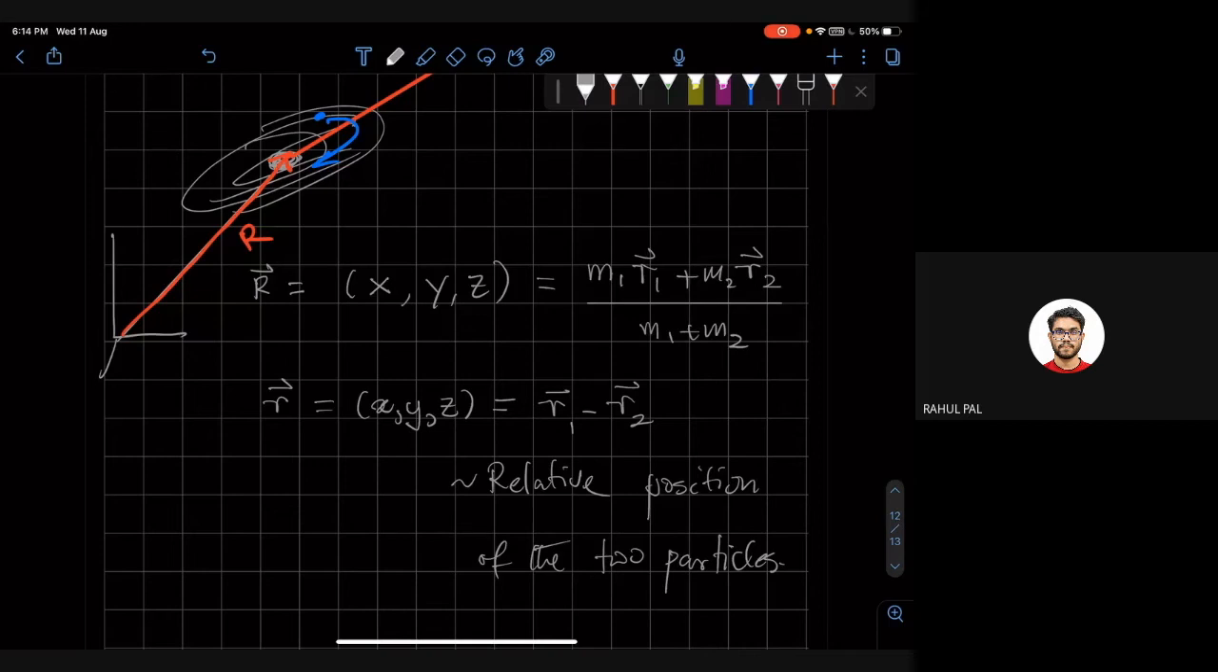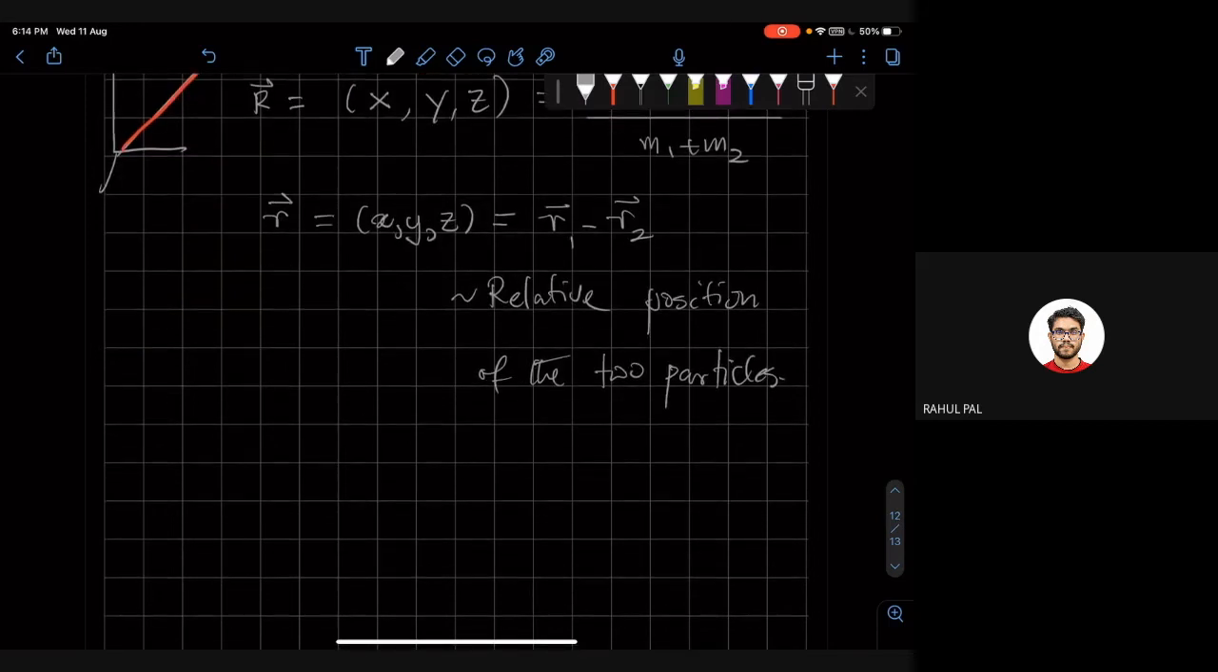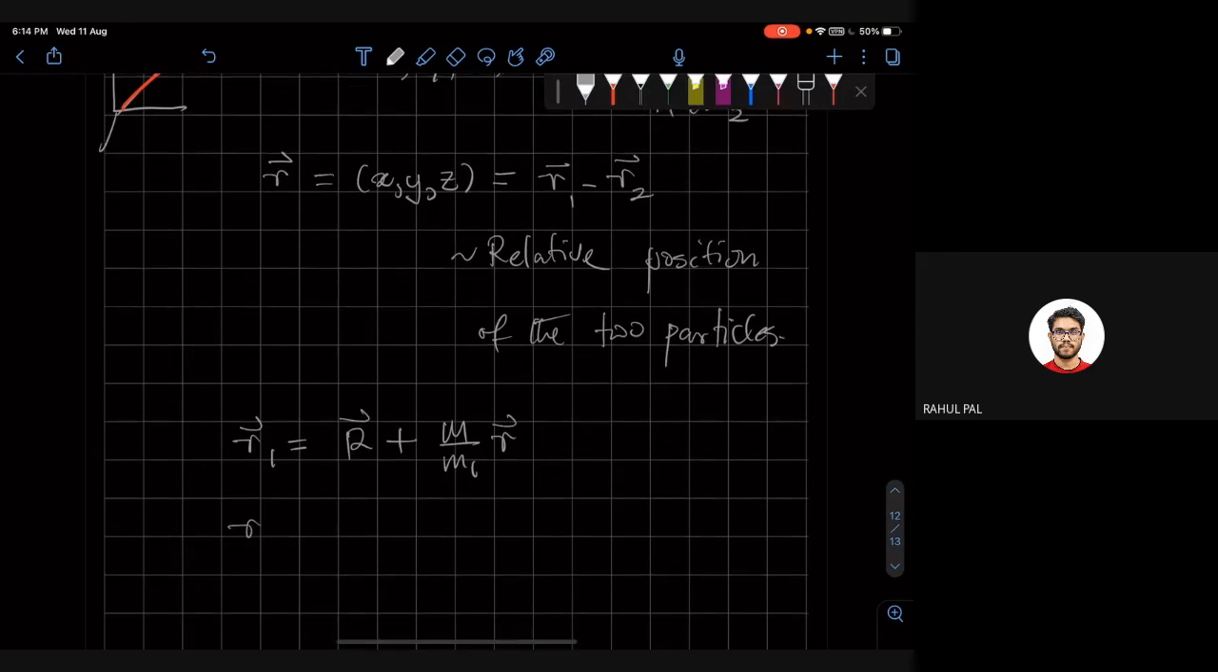Conceptually, it probably should make sense, but let's see. So we can now invert these relationships. If we invert it, then we can say R1 is going to be big R plus M by M1 small r, and R2 will be big R minus M by M2 small r. And you need to show this yourself, okay?